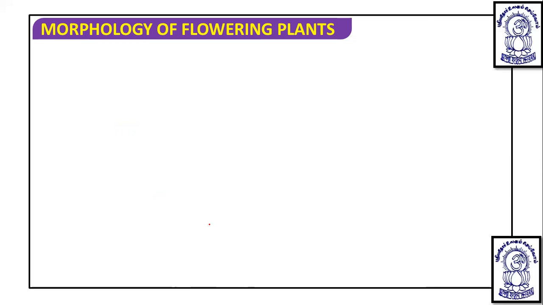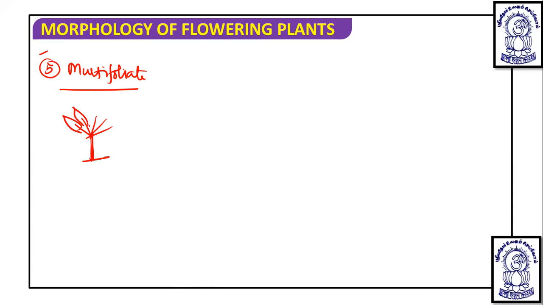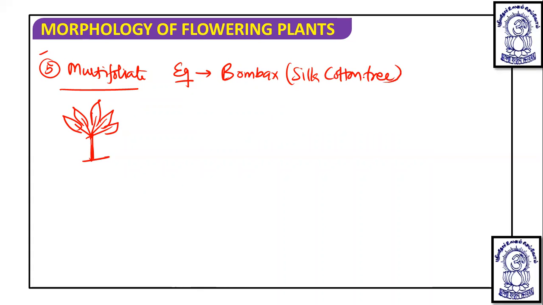And after this, the next type which is seen is multifoliate. That is the fifth type. In multifoliate, you will see that multiple leaflets are present at the tip of the petiole. This multifoliate condition is seen in one well-known example, which is given in NCERT, that is Bombax or silk cotton tree, in which palmately compound leaves are found.